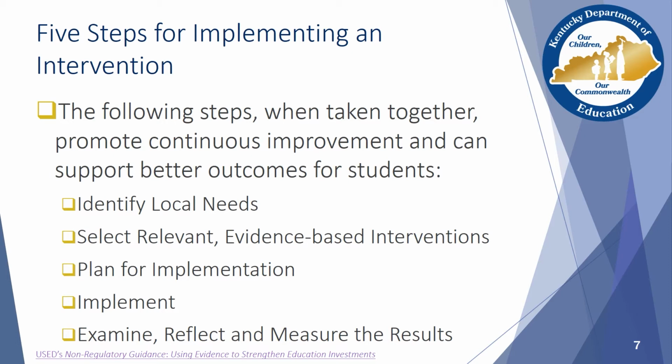Once an intervention is selected, the school should develop a detailed plan for implementing the intervention. The plan should include regular benchmarks and assessment mechanisms, as well as identify specific deadlines and responsible stakeholders. The school should implement its plan with fidelity, taking time to regularly check in and monitor the progress. Finally, a school should examine, reflect, and measure the results of an intervention to make any necessary changes before continuing its implementation.